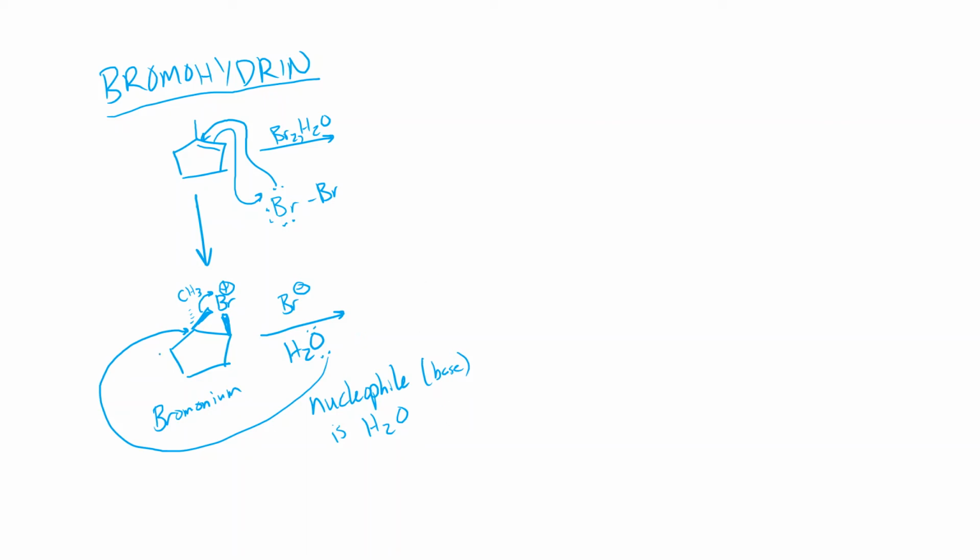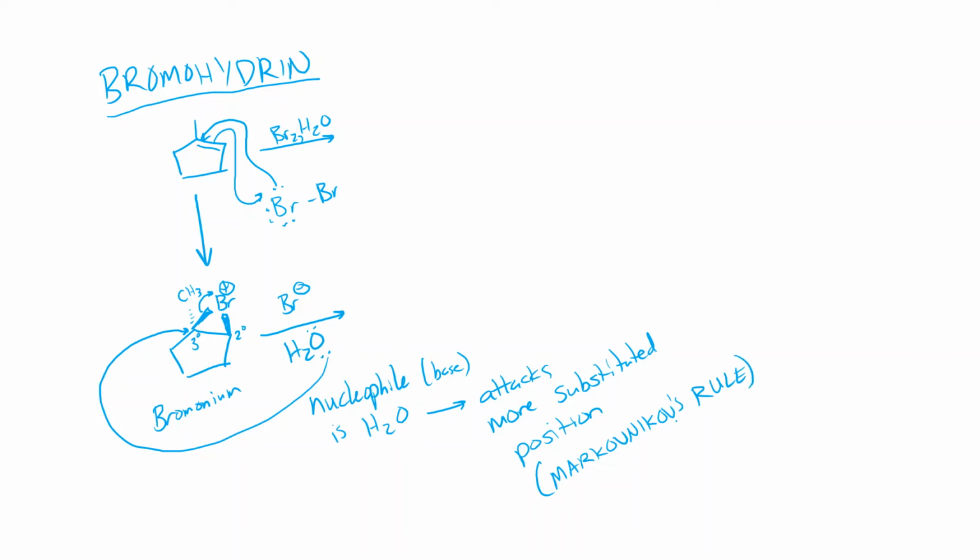Now, a couple of things. First of all, you'll notice that H2O is attacking the more substituted position, right? We have a tertiary position here. We have a secondary position here, right? This will always be true. It attacks the more substituted position. And this should look familiar to you because this is basically just Markovnikov's rule. Markovnikov's rule says that our conjugate base, or our base in these reactions, attacks the more substituted position. That's exactly what happens here.